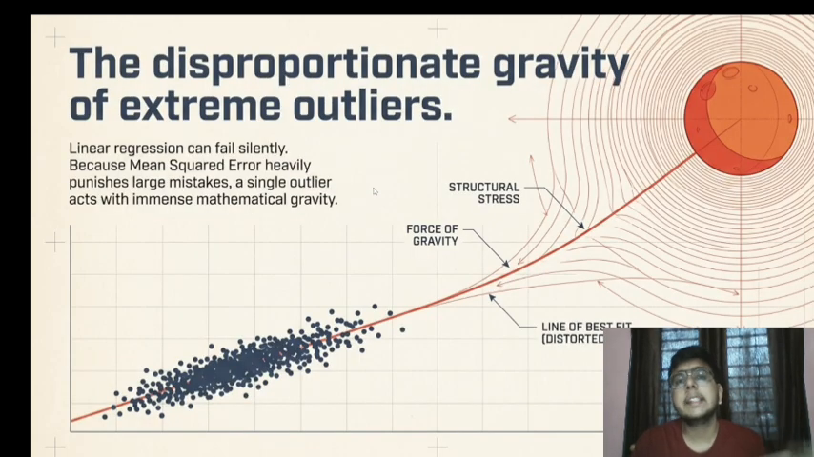Now we see the failures of linear regression, and one of the biggest failures of linear regression is outliers. What is an outlier? You can see here the very tiny dots. These are the data points, and the orange dot, which is far from these data points, is called an outlier. It means data which is not following the regular pattern is called an outlier. This outlier can make our linear regression line very tilted or very fluctuated, and we get a high squared error. See the explanation: linear regression can fail silently because mean square error heavily punishes large mistakes. A single outlier acts with immense mathematical gravity.